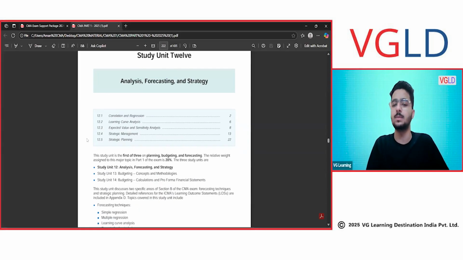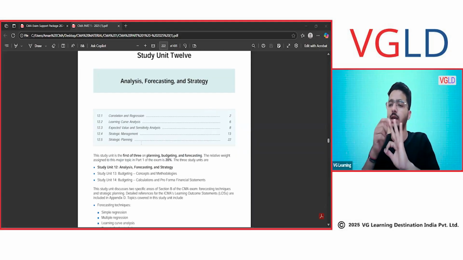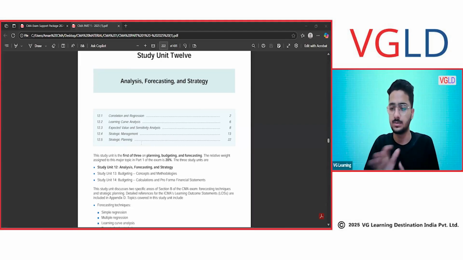Section B is completely divided into 3 units: unit number 12, unit number 13, and unit number 14. These are the 3 basic units we need to learn for section B, which is planning, budgeting, and forecasting. 3 simple units. Your complete section B is divided into these 3 things: planning, budgeting, and forecasting. Now, what I say is simple.